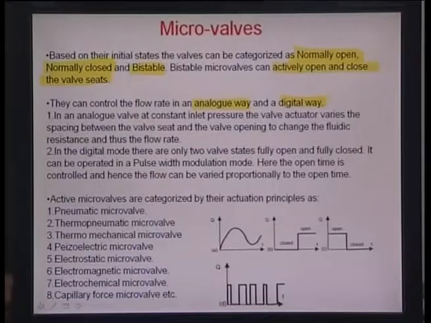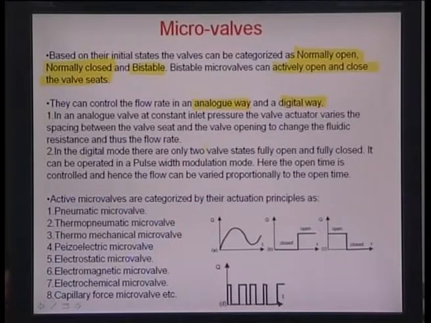So, valves can further control flows either in an analog manner or a digital manner. Digital is just an off and on kind of mechanism. You have the fluid flowing at one instance and not flowing at another instance, whereas in analog mechanisms it is a slow closure of the valve and a slow decrease in the flow rate across a valve, and vice versa. So, you can categorize them into an analog way and a digital way.